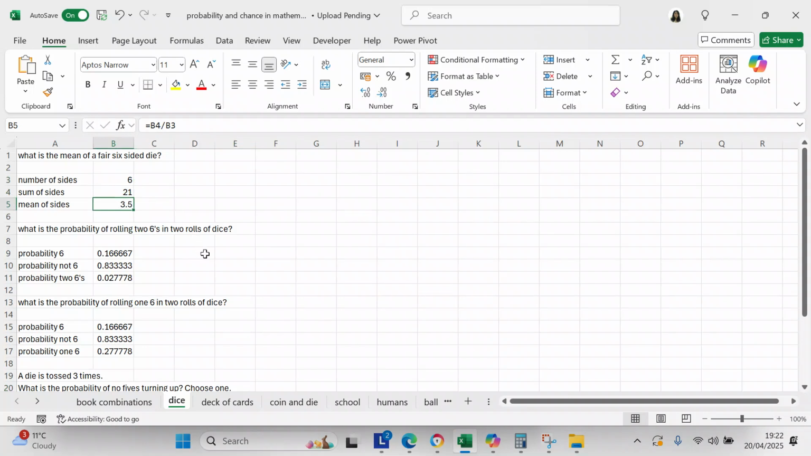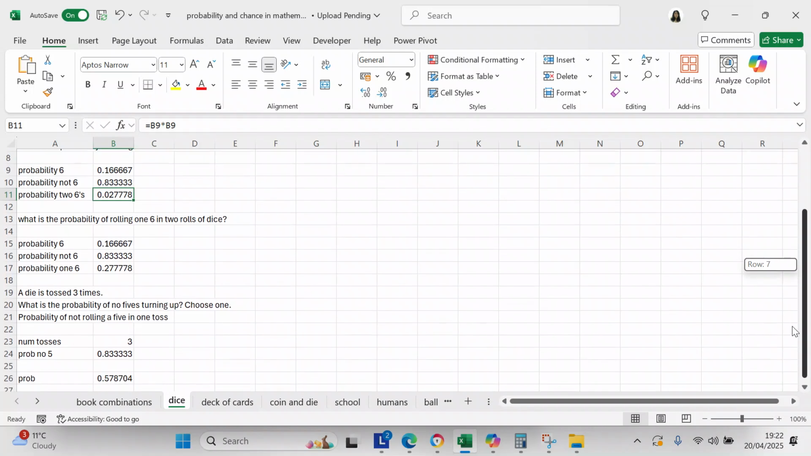The next question is, what is the probability of rolling two 6s in two rolls of dice? The probability of getting a 6 is 1 divided by 6. The probability of getting a not 6 is 5 divided by 6. And the probability of getting two 6s equals B9 times B9, which is 0.27778.